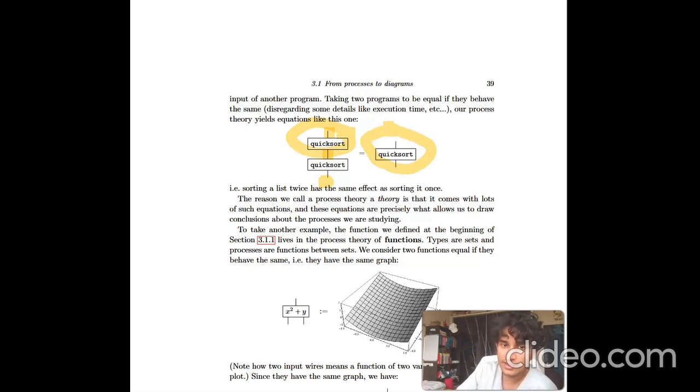This is especially useful because there are much more complicated systems out there that can use this kind of simplification. See this line over here, sorting a list twice has the same effect as sorting it once. The reason why we call a process theory a theory is because it comes with loads of different kinds of equations, relations between one side and another side, where both of them are processes individually. This is called a process equation.